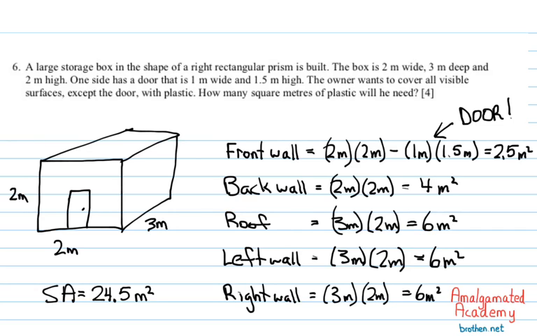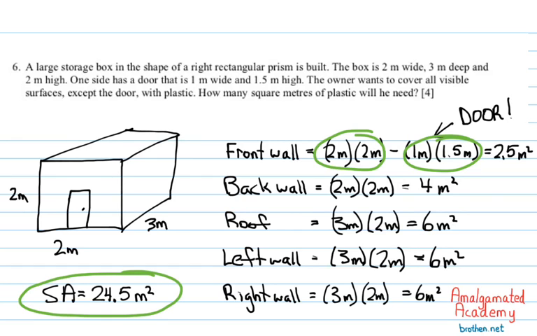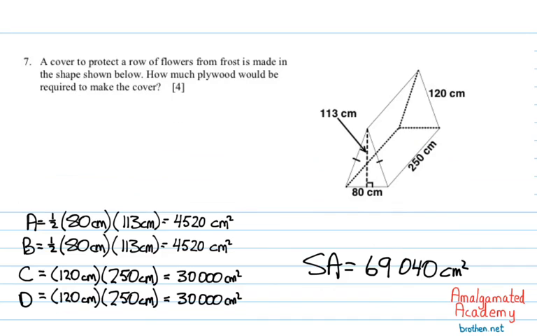Anyway, calculating the front wall, we have 2 meters by 2 meters, and we're going to subtract the door, which is 1.5 square meters, giving us 2.5 square meters for the front wall. The back wall is going to be 4 square meters. The roof, the left wall, and the right wall, all three of them are going to be 6 square meters each. You add them up and you end up with 24.5 square meters.